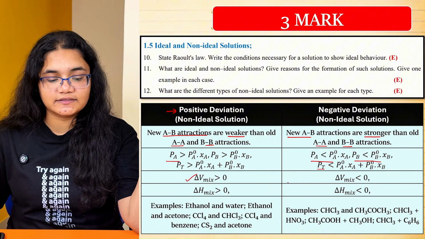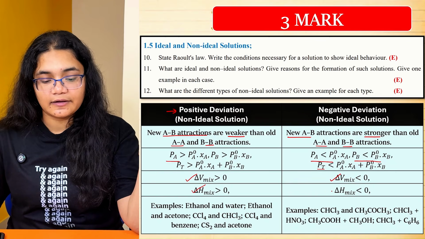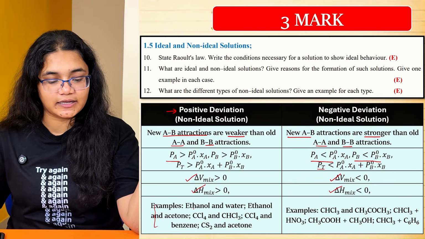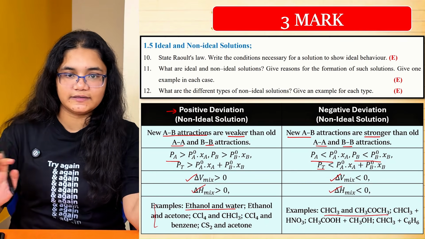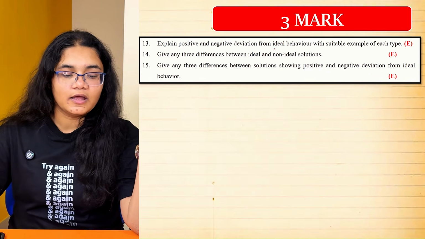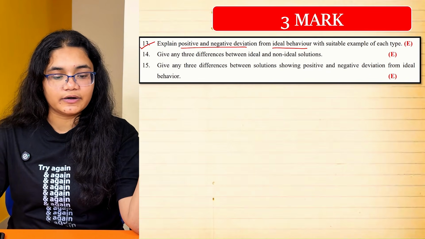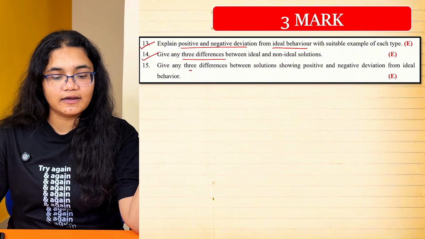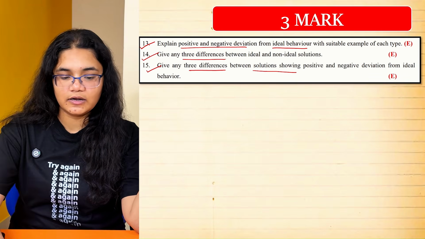Then here delta V mix is greater than 0 and delta H mix is greater than 0; for negative deviation, delta V mix is less than 0 and delta H mix is less than 0. Examples, you can see here many examples are there: ethanol in water, chloroform and acetone. Other examples also you can note down. Next, explain positive and negative deviation from ideal behavior, already done. Give any three differences between ideal and non-ideal, done. Give any three differences between solutions having positive and negative deviations, that is also discussed.